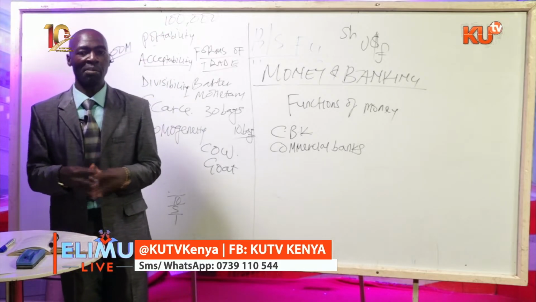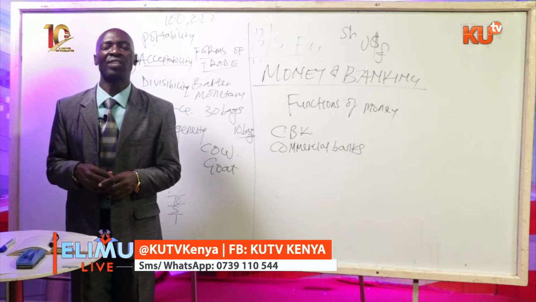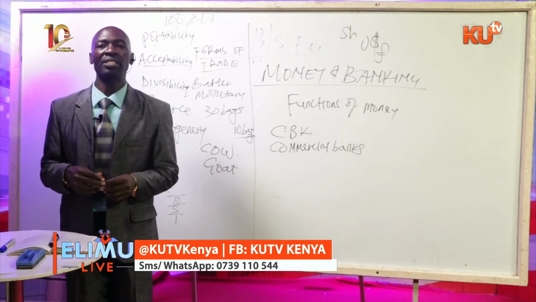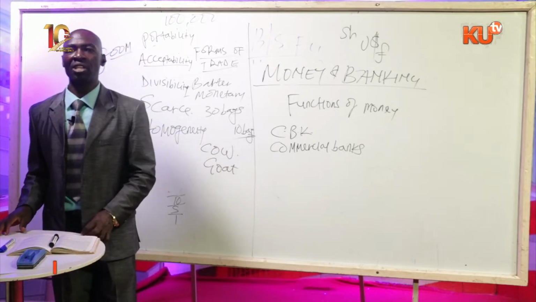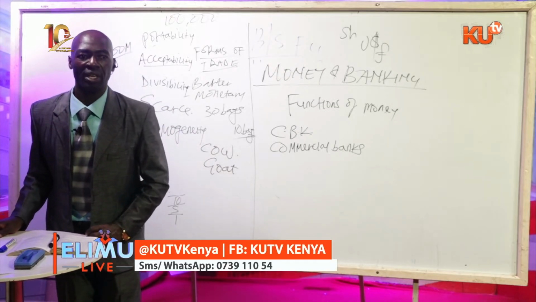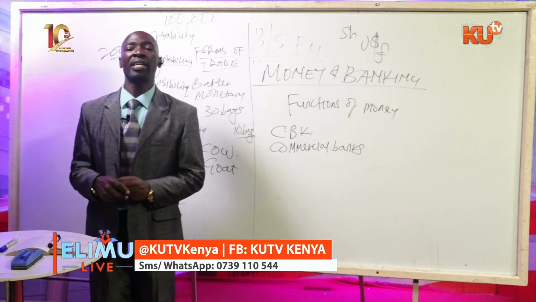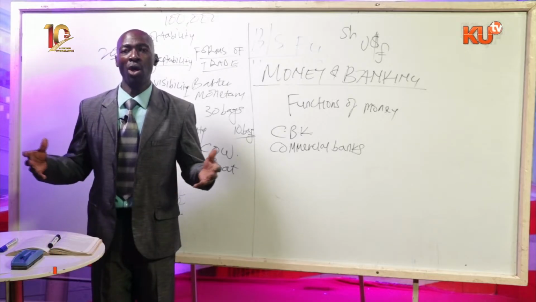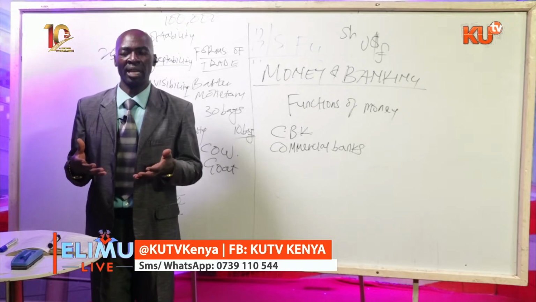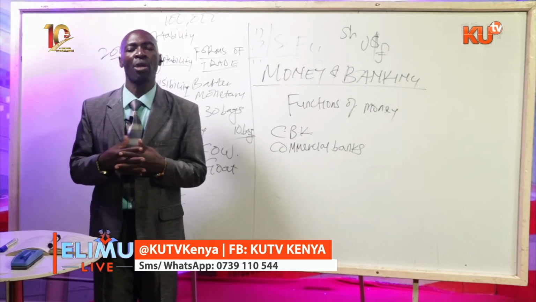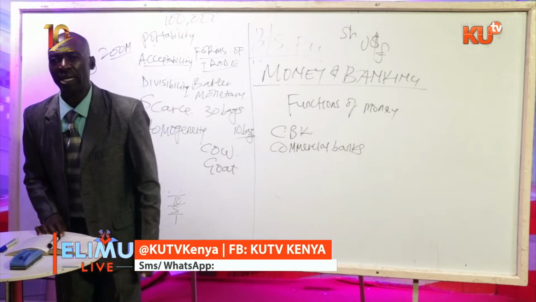Let us look at some of the functions of the central bank. One function of the central bank, it is the government's bank. Government's bank means it receives deposits in form of taxes on behalf of the government. So that is the revenue collection. It is kept or deposited in the central bank. All the revenue collection is deposited in the central bank.